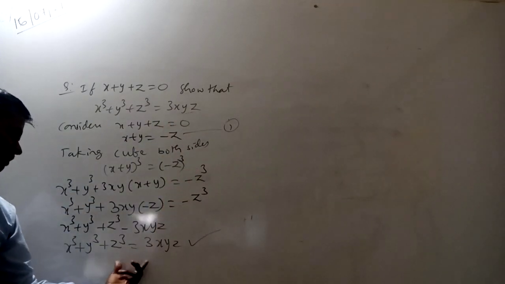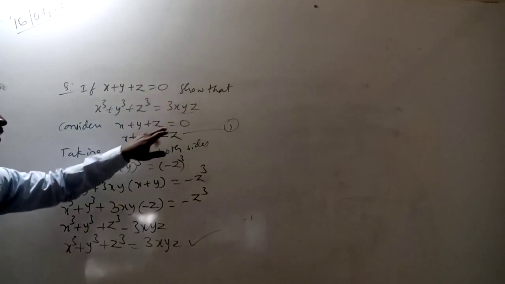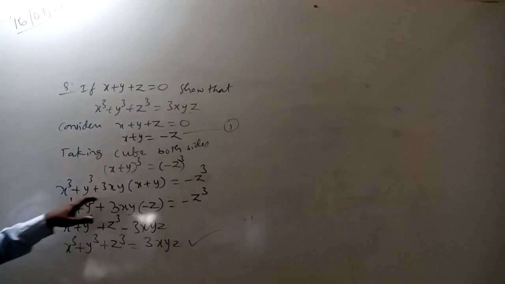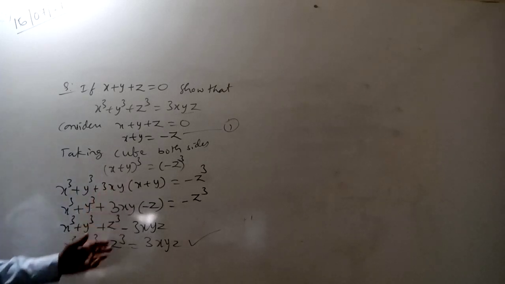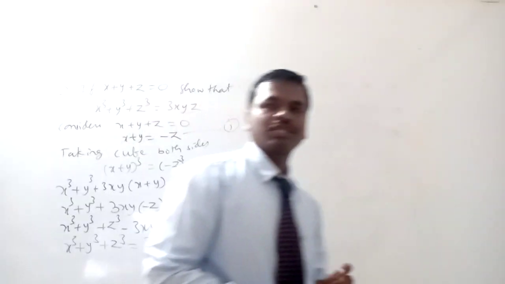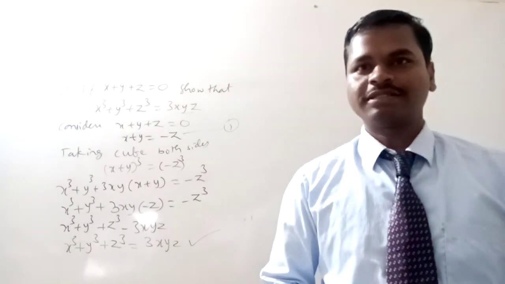First they have given x plus y plus z equal to 0. We shift this z to that side and simplify according to the given formula. Then we will get the required value. In the next class, we can simplify some more problems on these polynomials. Okay?